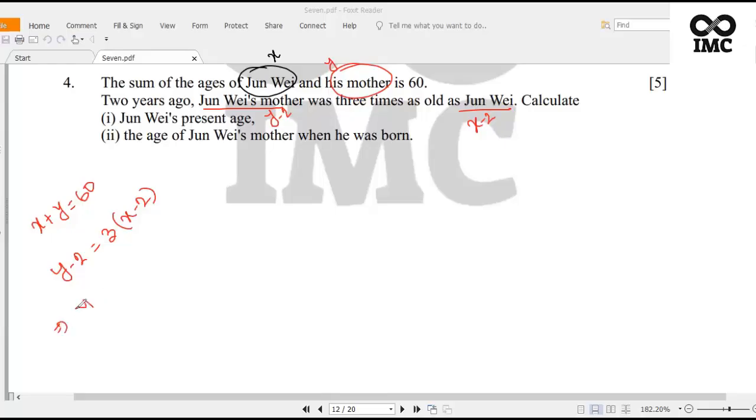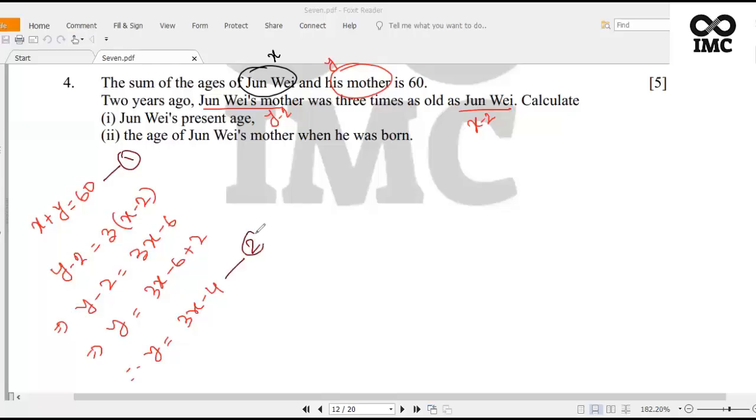Then we can write Y minus 2 equal to 3X minus 6, or we can write Y equal to 3X minus 6 plus 2, or we can write Y equal to 3X minus 4. So this is our two equations. We can see, this is equation number 1 and this is equation number 2.